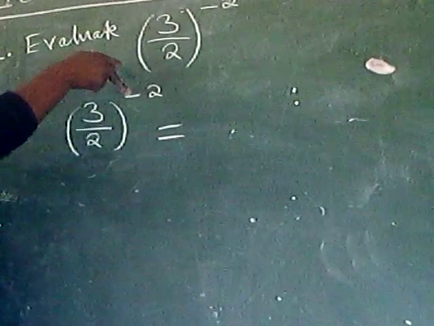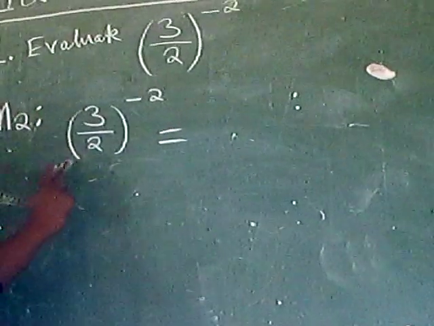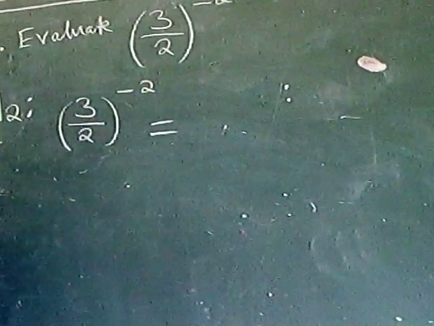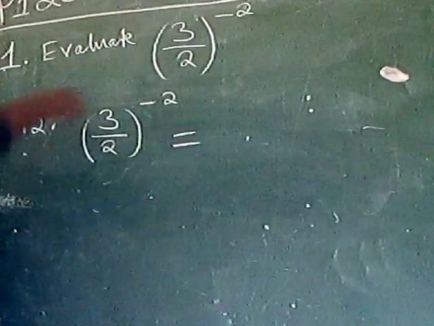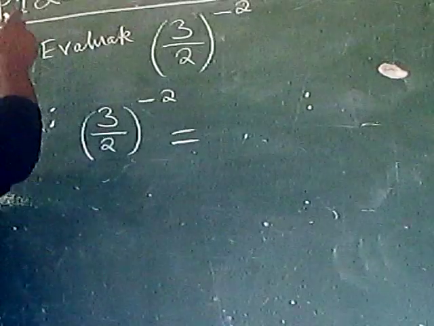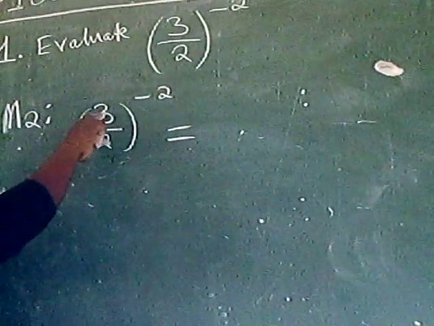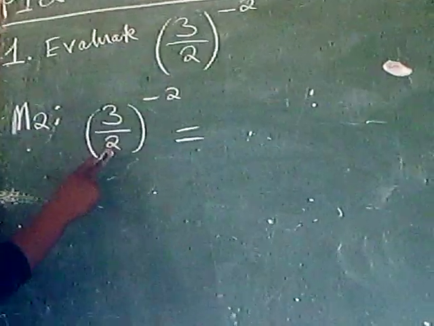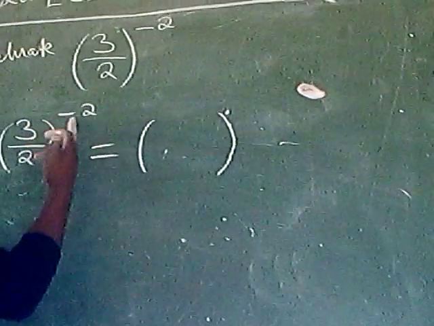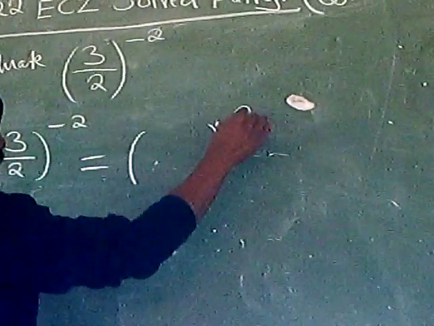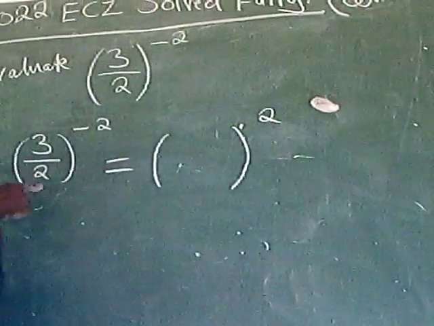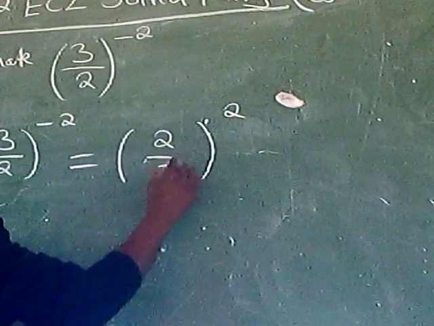The moment this negative disappears, the fraction that you have inside here swaps. I'll repeat. Another method, perhaps the simplest one, is whereby this negative power disappears. The moment this negative power disappears, we are going to swap the fraction inside, meaning we'll have 2 over 3. So what I'm saying is this, the power no longer is a negative, but instead we get 2, then the fraction swaps. The numerator will be the denominator, and the denominator the numerator. So there we have 2 out of 3.